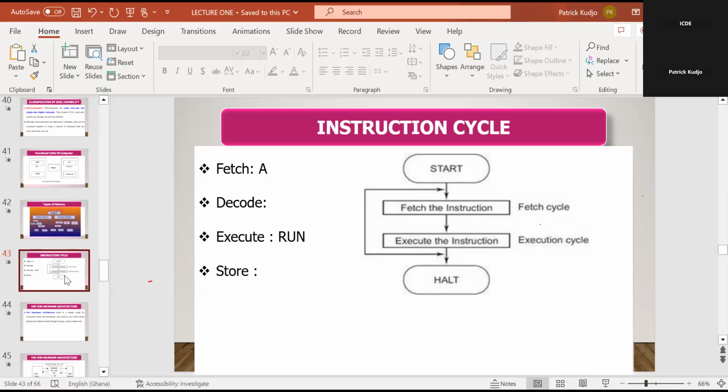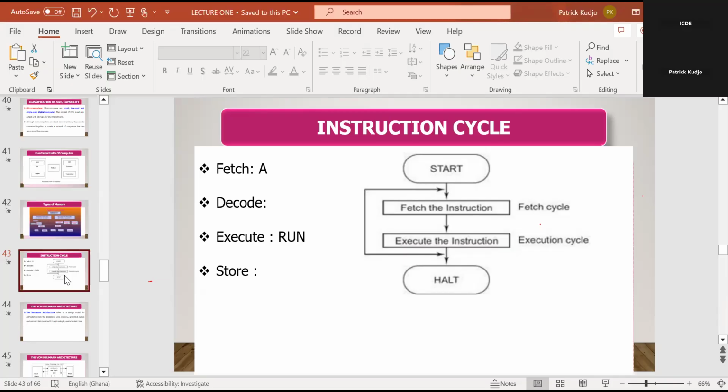When we say execute, the other word is to run. At this stage, remember the instruction has been fetched. Decode, we know the action to be performed. It means the command or that instruction has to be executed by what? The CPU. And when we are done with everything, we can now store it for future use, or it is stored back into the computer memory.